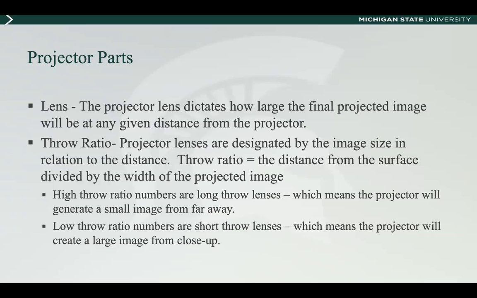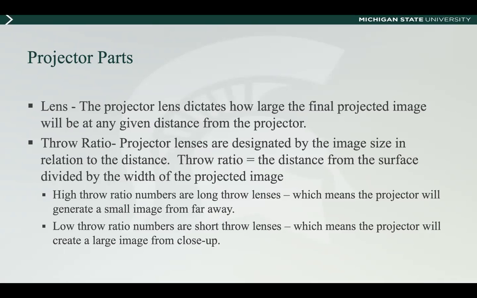And we can tell the difference between each lens by their throw ratio, right? Projector lenses are designated by the image size in relation to the distance, which is the throw ratio, the distance from the surface divided by the width of the projected image, right? So if there's a high throw ratio, numbers are long throw ranges, which means the projector will generate a small image from far away. Low throw ratio numbers are short throw lenses, which means the projector will create a large image from up close.